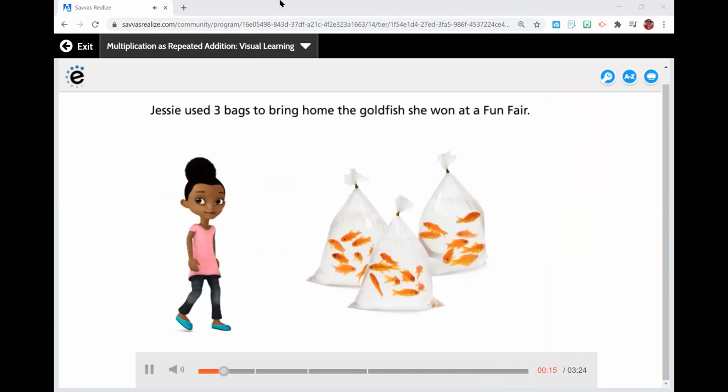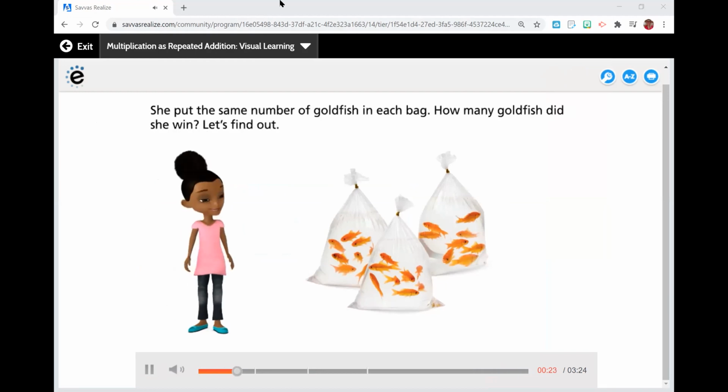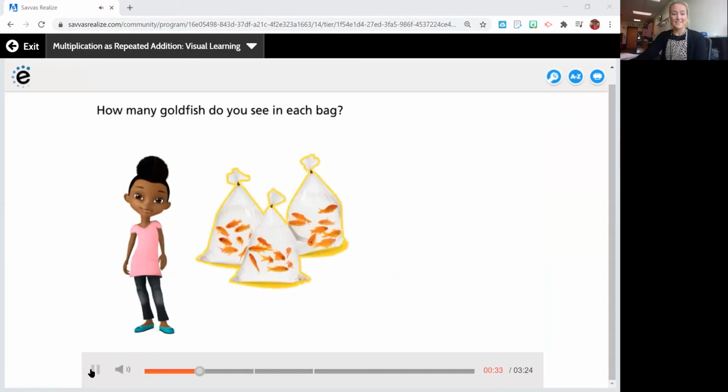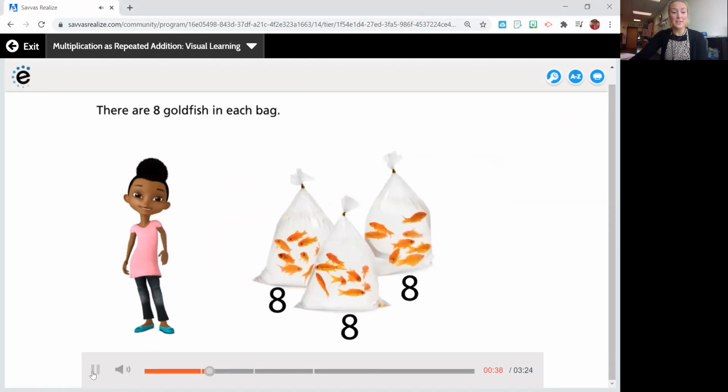Jessie used 3 bags to bring home the goldfish she won at a fun fair. She put the same number of goldfish in each bag. How many goldfish did she win? Let's find out. How many goldfish do you see in each bag? Select your answer.